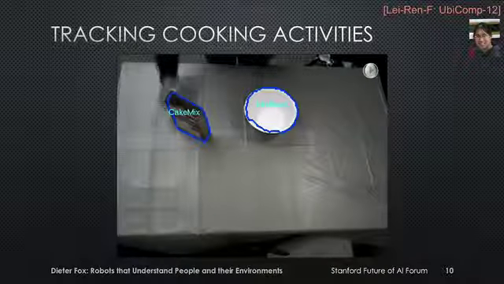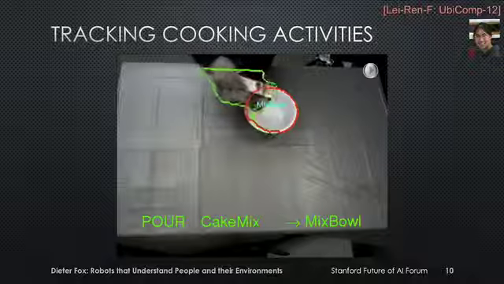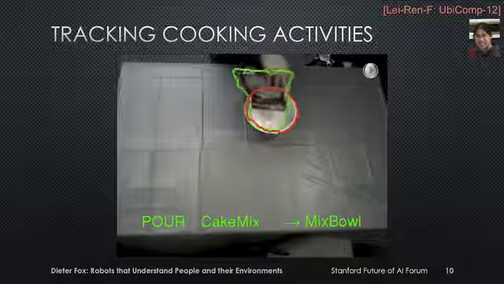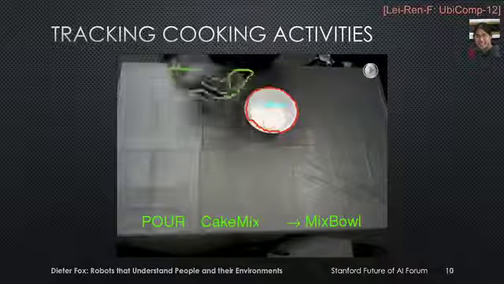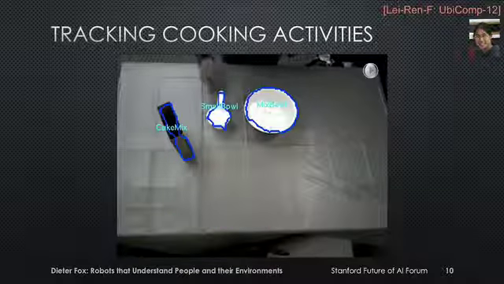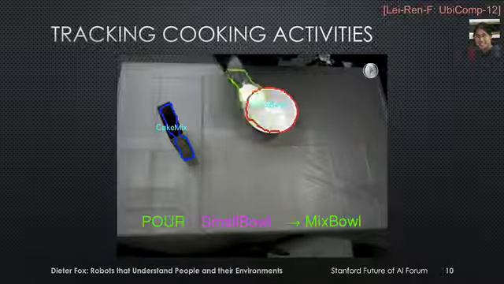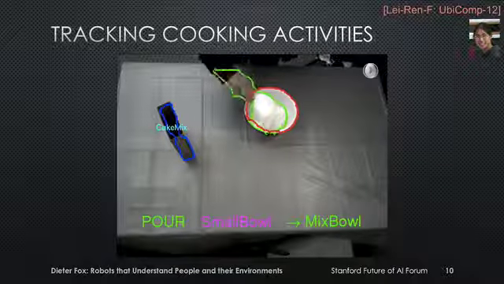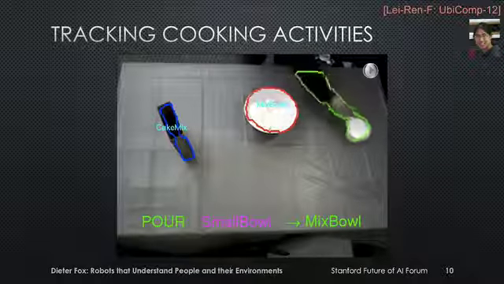Here you can see a simple example of what you can do if you can detect certain objects, if you can detect which objects a human is interacting with. And here we are actually tracking a recipe. So the thing you can see on the lower line is what the system is really detecting here, like pouring something from the small bowl into the mixing bowl.